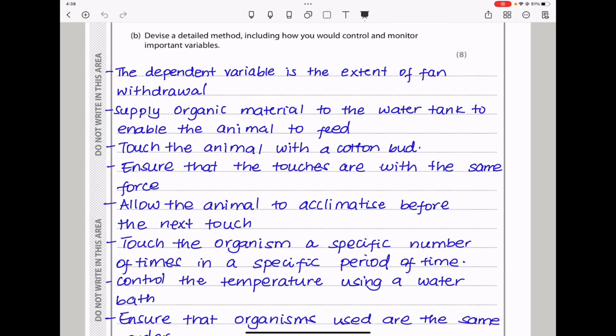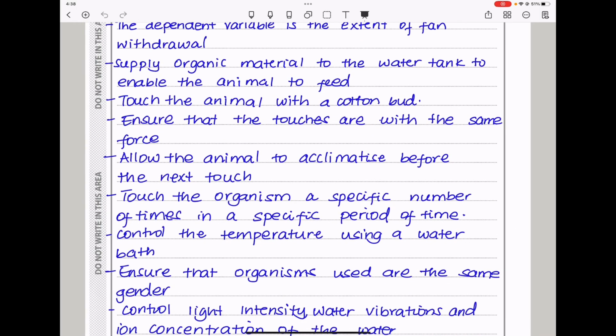And then in doing so, ensure that the touches are with the same force or same strength. Then allow the animal to acclimatize before the next touch. Touch the organism a specific number of times in a specific period of time. This is to see if repeated touches cause the withdrawal or not. That tells us if the animal is habituated or not. So in this case, this is like measuring the dependent variable.